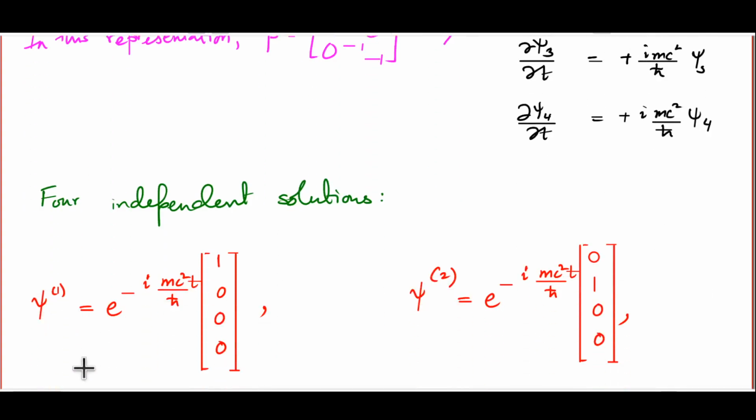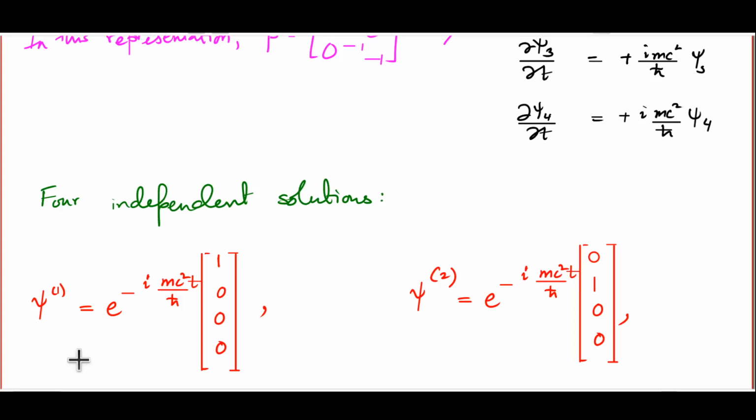For example, the first one of the solutions is one in which we have kept psi 1 non-zero and all the rest 0. And we have taken the initial value of psi 1 to be 1. In such a case, psi 1 would of course evolve with a factor e to the minus i mc square t by h cross, and we end up with this particular column vector as our first independent solution. Note that I have written the label 1 inside a bracket just to distinguish it from a component.